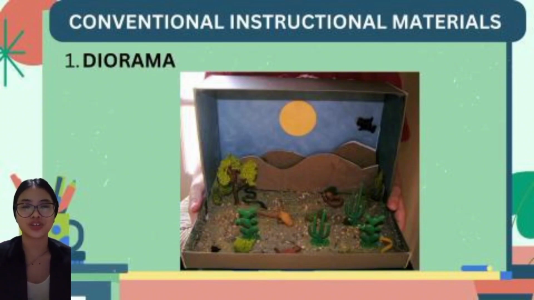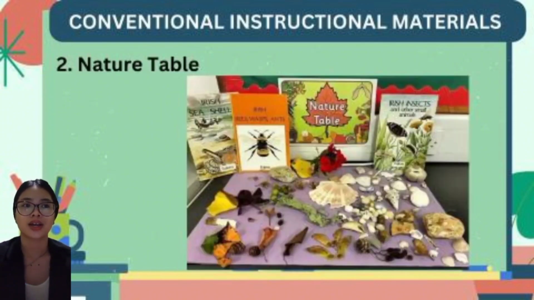The second is nature table. The importance of nature tables is that they are important for fostering a connection with the natural world. They encourage exploration and curiosity about the environment and its elements. So nature tables are often found in educational settings such as schools and nature centers. They allow students to display and study natural specimens like rocks, leaves, and insects. It's a hands-on approach to learning about the natural world.